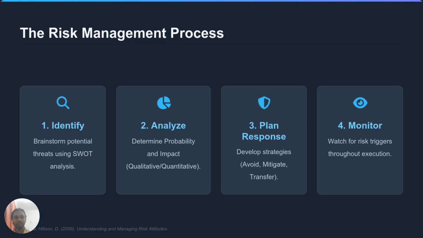Quality assurance is proactive and process focused, preventing defects through training and checklists. Quality control is reactive and product focused, inspecting the final output to find defects before delivery.